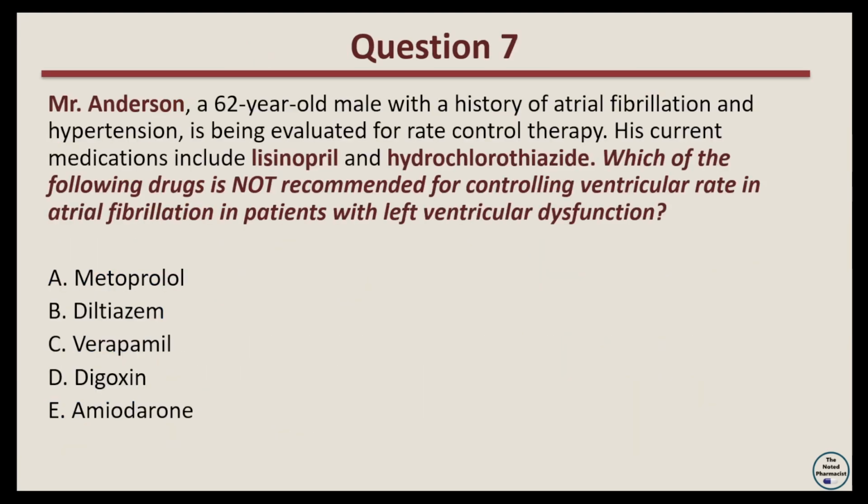Question 7. Mr. Anderson, a 62-year-old male with a history of atrial fibrillation and hypertension, is being evaluated for rate control therapy. His current medications include lisinopril and hydrochlorothiazide. Which of the following drugs is not recommended for controlling ventricular rate and atrial fibrillation in patients with left ventricular dysfunction? Option A, metoprolol. Option B, diltiazem. Option C, verapamil. Option D, digoxin. Option E, amiodarone.